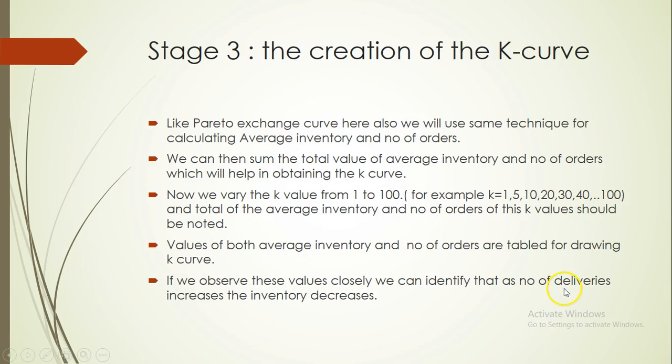This is done after we calculate the average inventory and number of orders for K equal to 30. I have started with K equal to 30. You can take whatever value you want, it's up to you. After getting the average inventory and number of orders, you need to sum up all the values of average inventory and number of orders. The values of both are tabled for drawing a K curve.